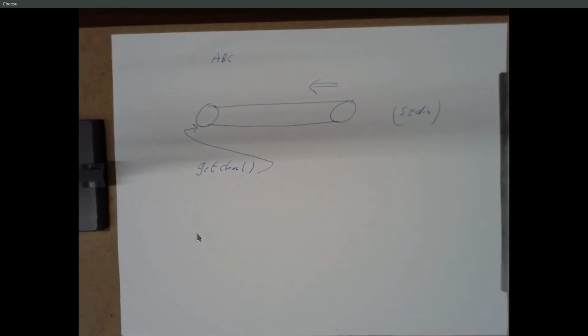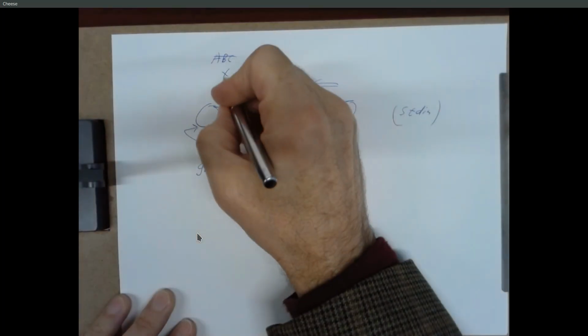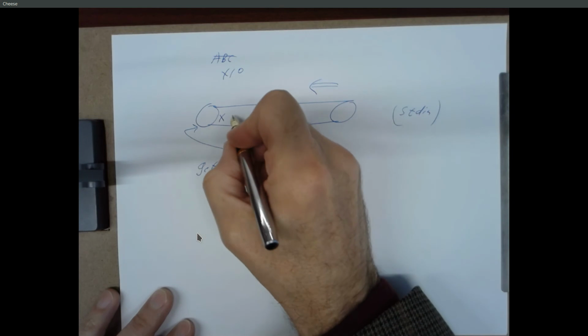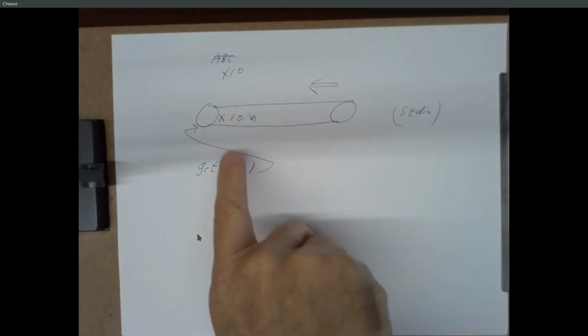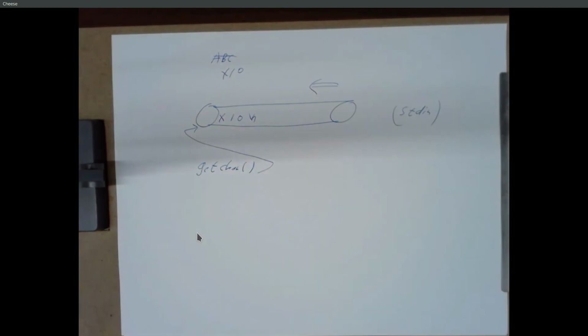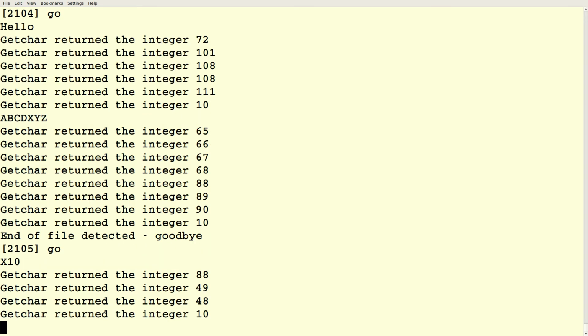Okay, once I hit enter, so I did X10. So now there's an X, a 1, a 0, and a new line. And now getCar says, hey, there's something in there for me. It grabs that X and it returns it. And if I call getCar again, it will pick up that 1 and return it. If I call getCar a third time, it'll return the 0, and a fourth time, it'll return the new line. And the fifth time I call getCar, it sees an empty pipe. So I hit enter, and my first 4 calls to getCar came back finally.